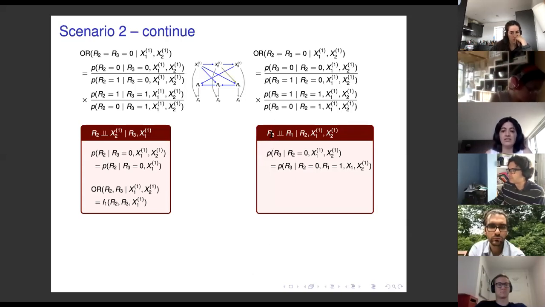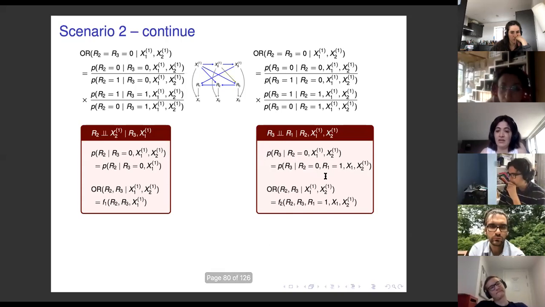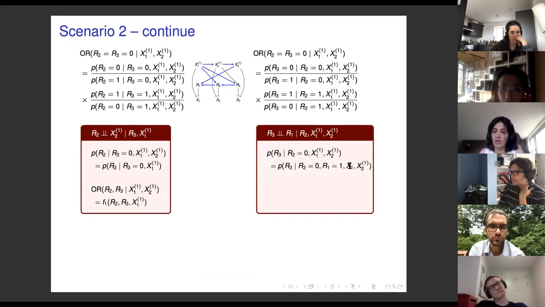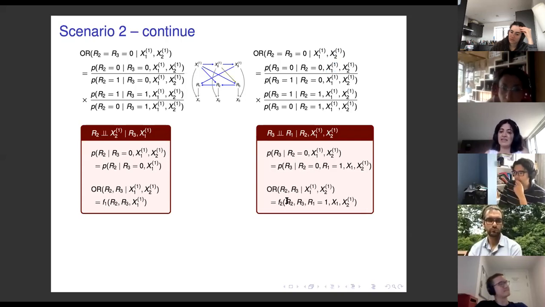Similarly, I can play with the odds of R3 now. I can say that R3 is independent of R1 given R2, X11, and X21. So now I can plug in R1 equals 1 past the conditioning bar, and replace X11 with R1 equals 1 and the proxy X1. I can go back to the odds ratio formulation and do the same thing: whenever I see X11, I can replace it with R1 equals 1 and X1. So now the left-hand side is just a function of R1 equals 1 and X1. I'll summarize by saying the odds ratio is just a function of R2, R3, R1 equals 1, X1, and X21.